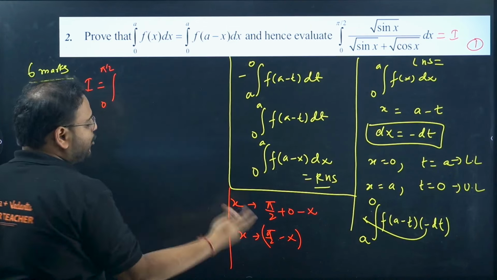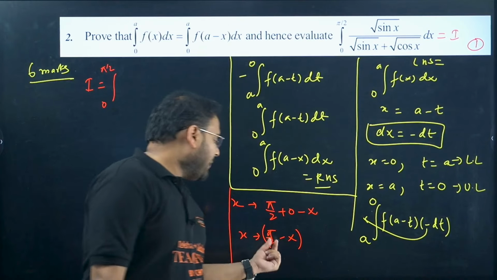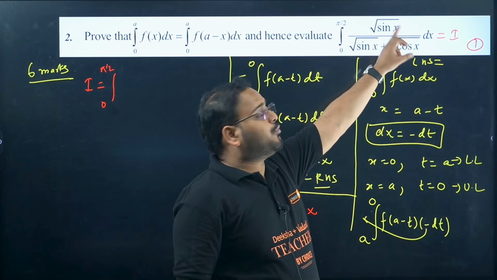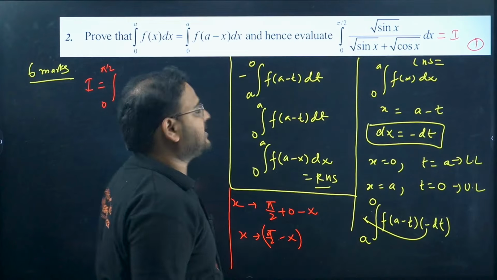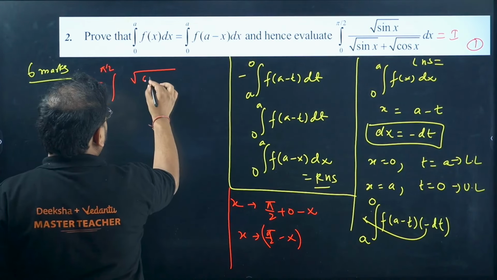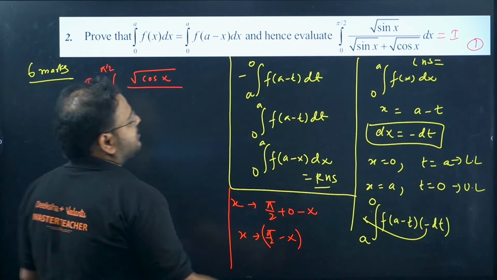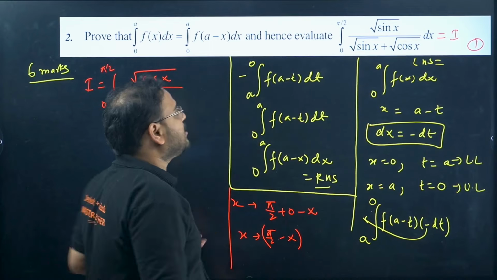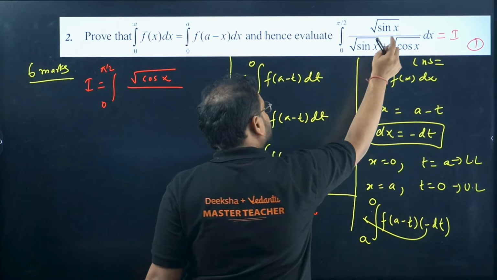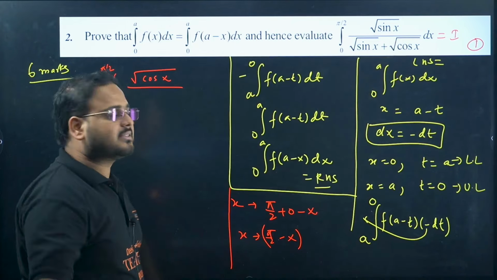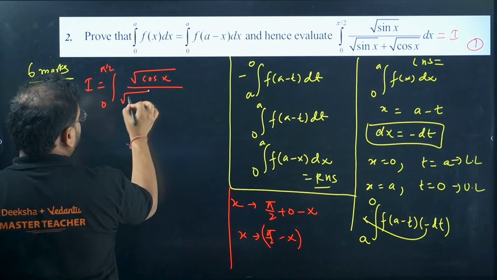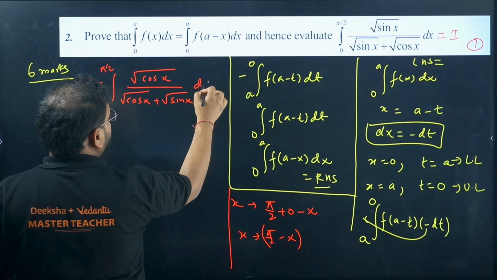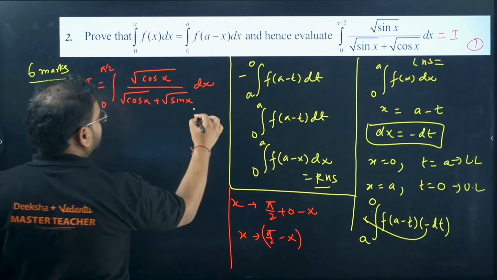Root of sine of pi by 2 minus x. I'm replacing x by pi by 2 minus x. Sine of pi by 2 minus x will become cos of x, so root of cos of x. In the same fashion, this will become cos and this will become sine, because sine and cos are complementary functions. So sine of pi by 2 minus x will be cos and cos of pi by 2 minus x will be sine. This will be root cos x plus root sine x dx. Now this is my equation number 2.